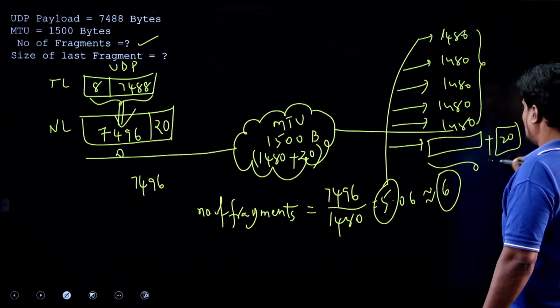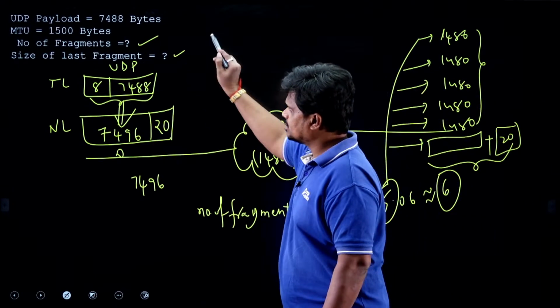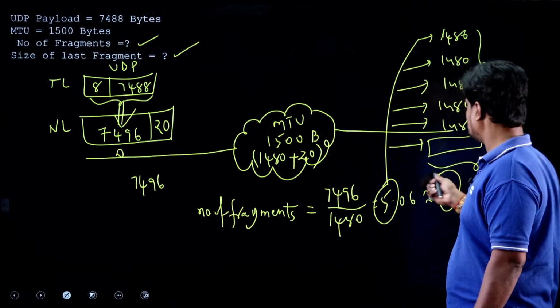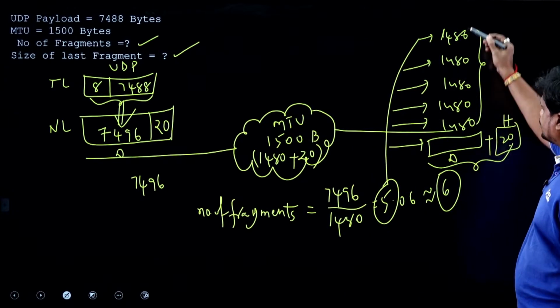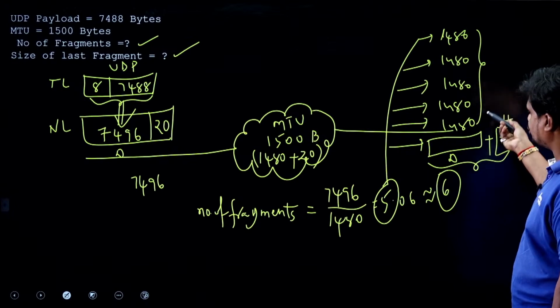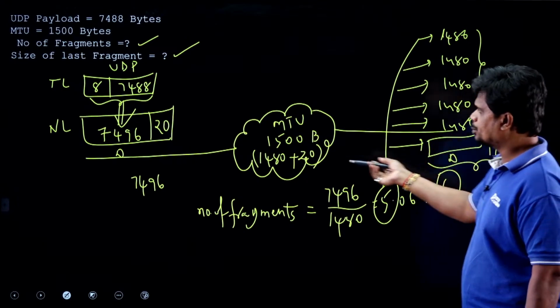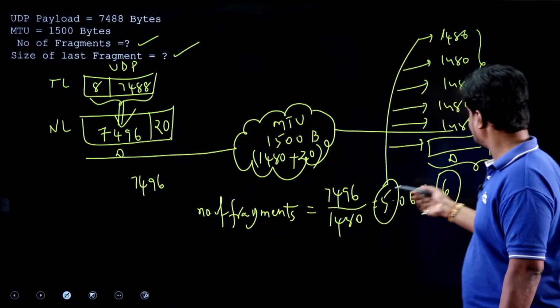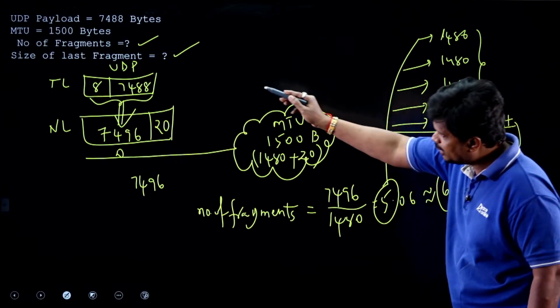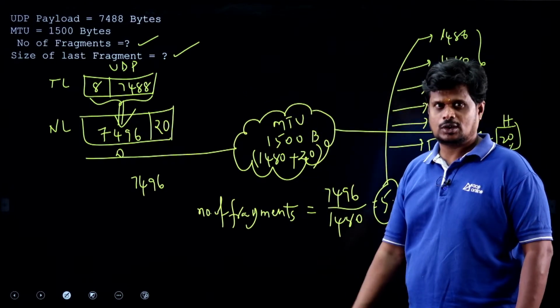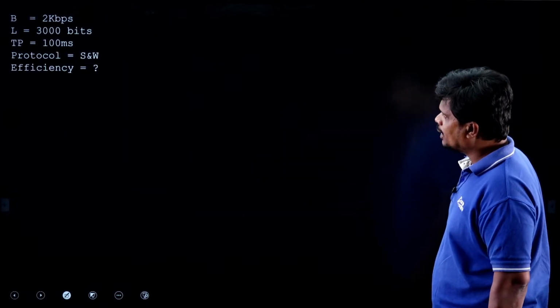This could be the last fragment size: 20 bytes of header plus the data portion. The total of the full fragments is 1480 into 5. That can be subtracted from 7496, and the leftover is going to be your data portion; plus this 20 bytes is the answer for the size of the last fragment. Okay, right. Let's move to the next question.